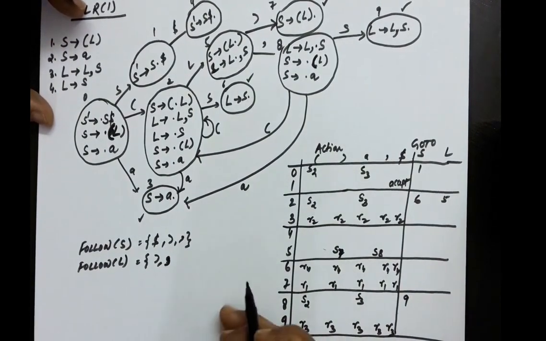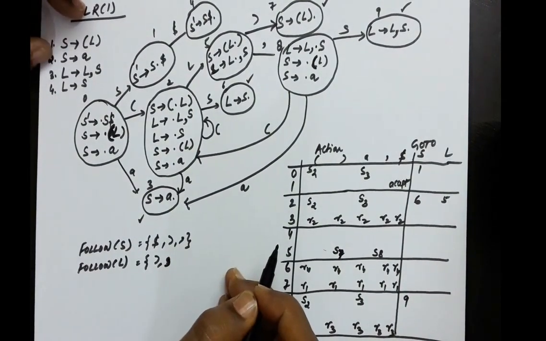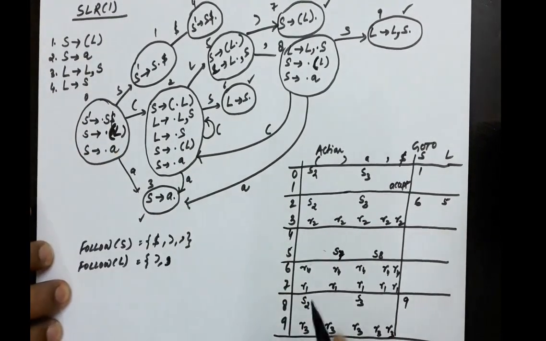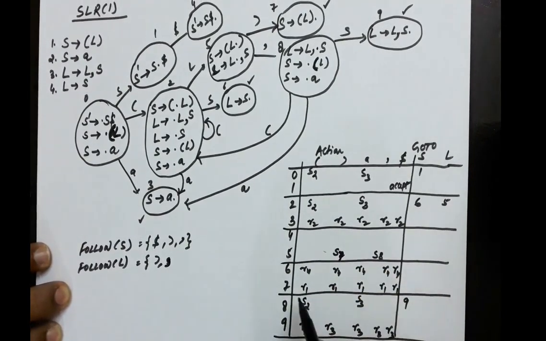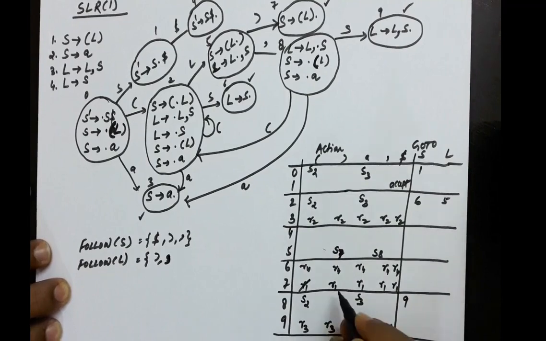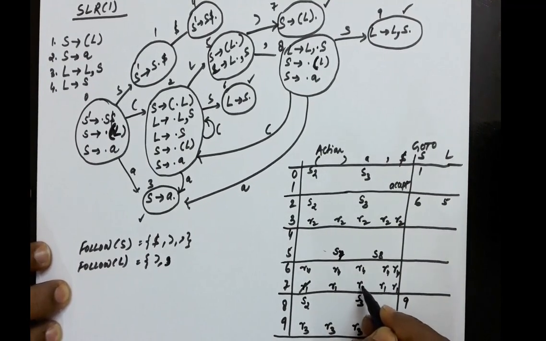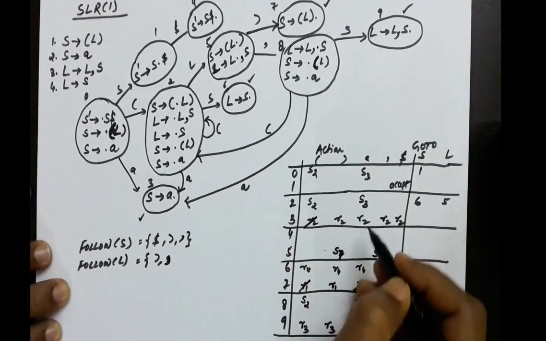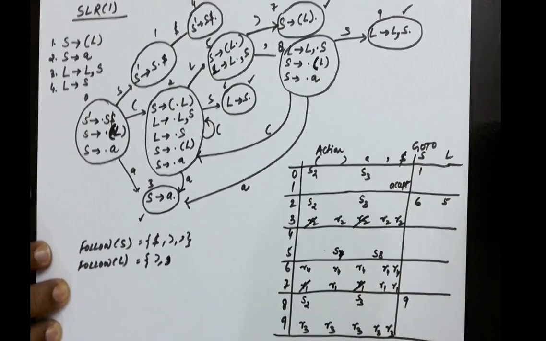So for the productions 1 and 2, you do not have to write R1 and R2 blindly, but you have to write in the follow of S places. So dollar, closing parenthesis and comma. Wherever you have written the R1, in the opening place it will not be there, at closing it will be there, at A it will not be there, at comma it will be there, at dollar it will be there. Similarly for the R2 also.